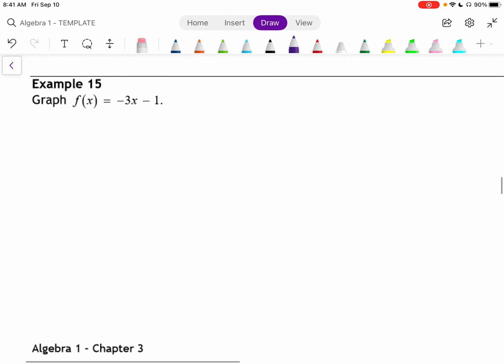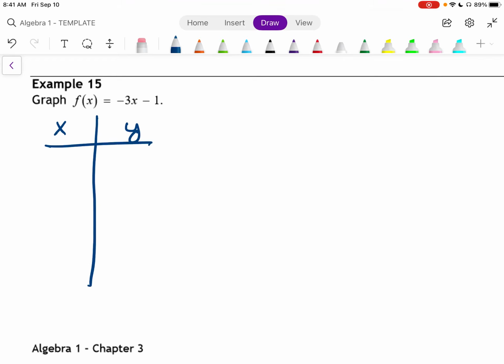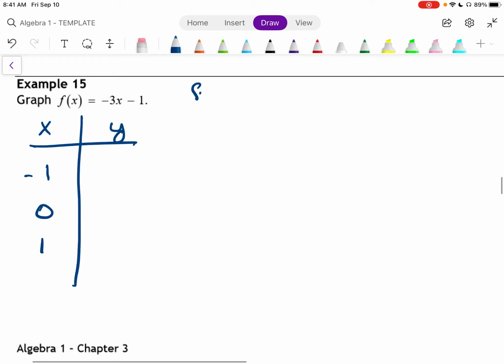Example 15, we're going to graph this function. The way we're going to do that is through a t-chart, an x-y t-chart. Hopefully we remember doing this. For this problem here, I'm going to do just 3 points: negative 1, 0, and 1. So to do this, I need to plug in. I'm going to say f of negative 1 equals negative 3 times negative 1 minus 1. Negative 3 times negative 1 is going to be positive 3, minus 1, which is 2.